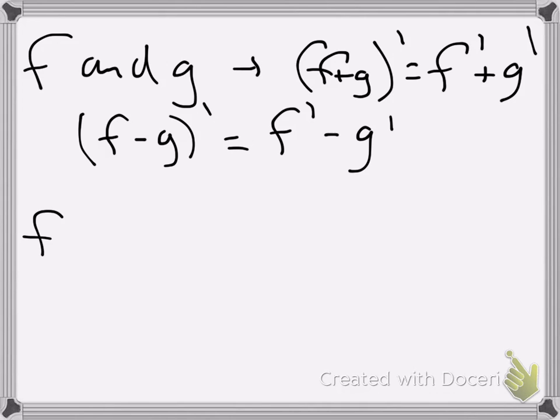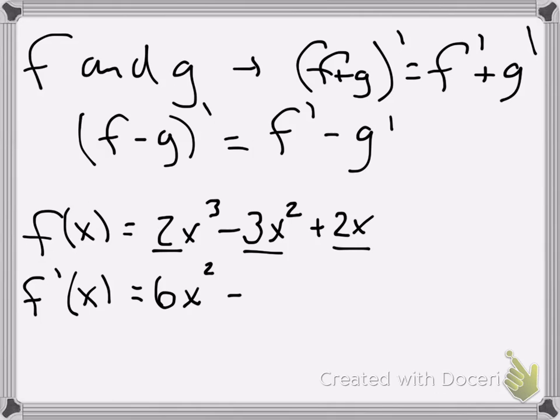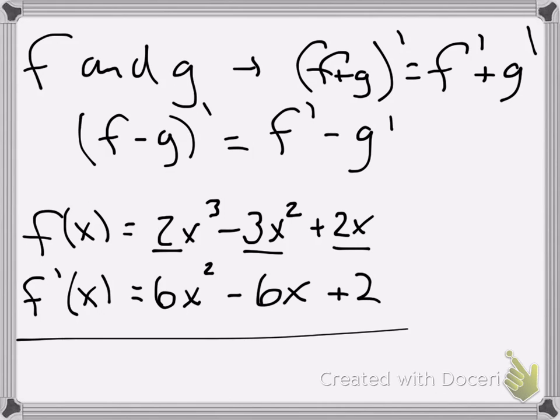So for instance, if I have f of x equals 2x cubed minus 3x squared plus 2x, and I want to take its derivative, I'm just going to do the power rule to each of the 3 terms. I get 6x squared minus 6x plus 2. Look how fast derivatives become once you know this rule. All right? So this should be enough for you to do your homework tonight. I just wanted to show it to you now. We'll do more of it in class tomorrow.